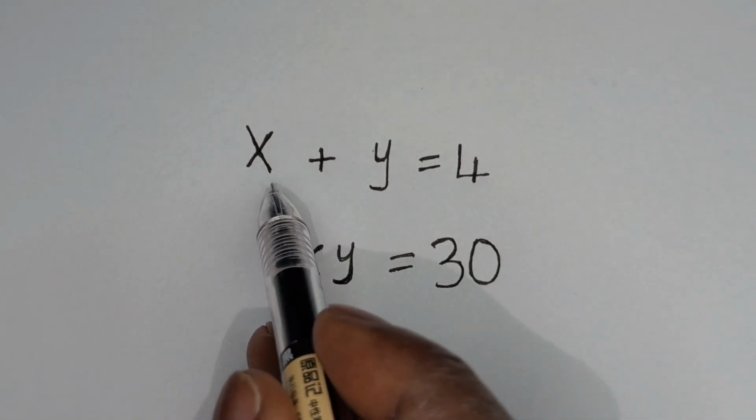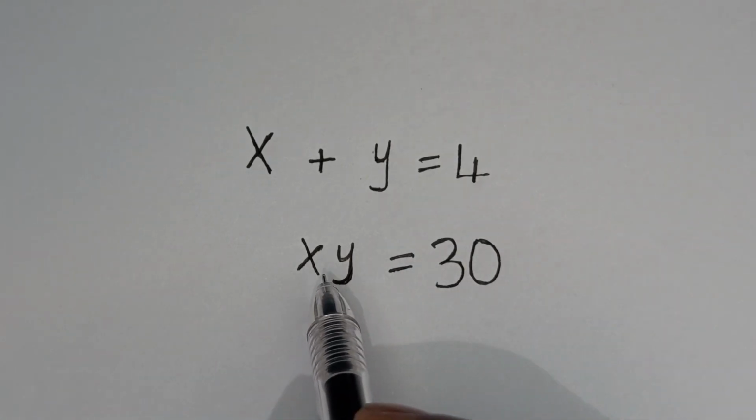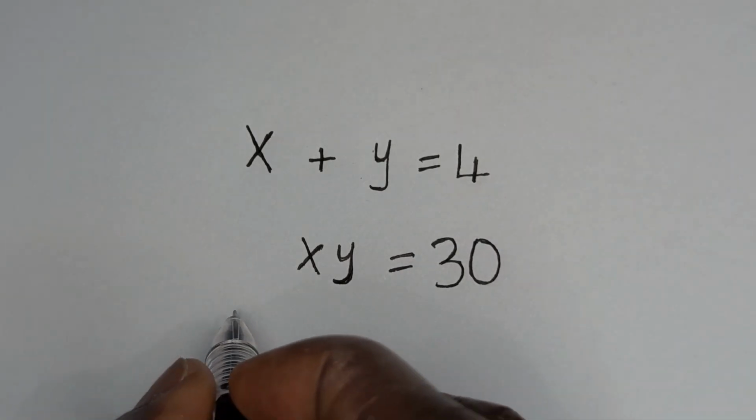Hello, how to solve for x and y in this equation. x plus y is equal to 4. xy is equal to 30. Solution.